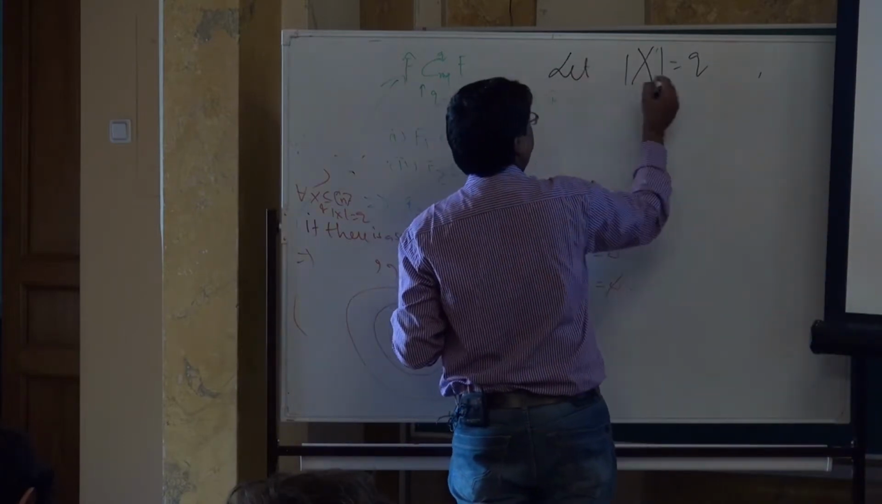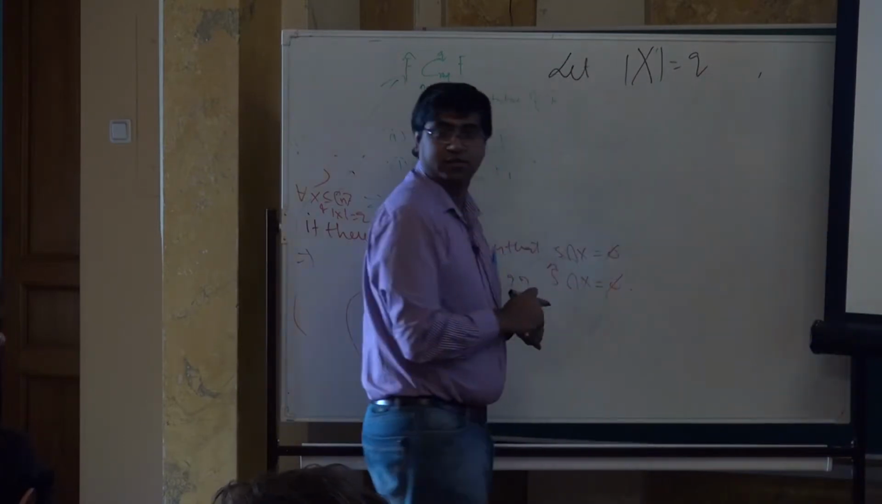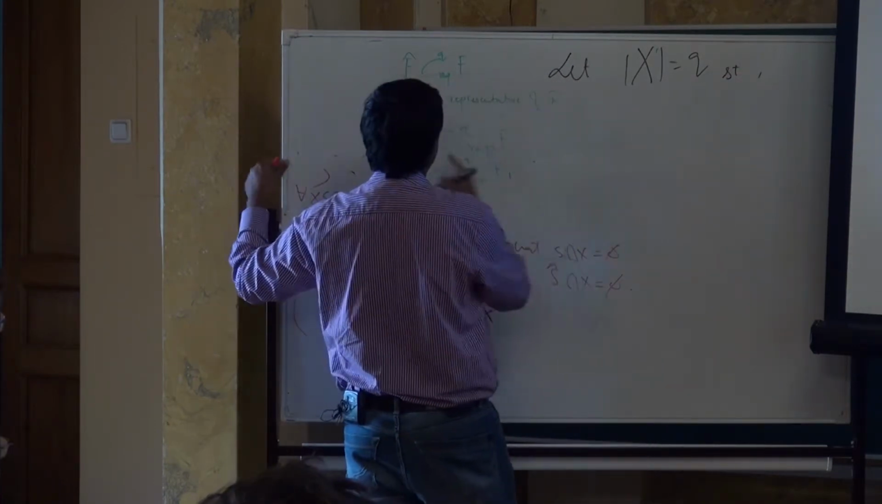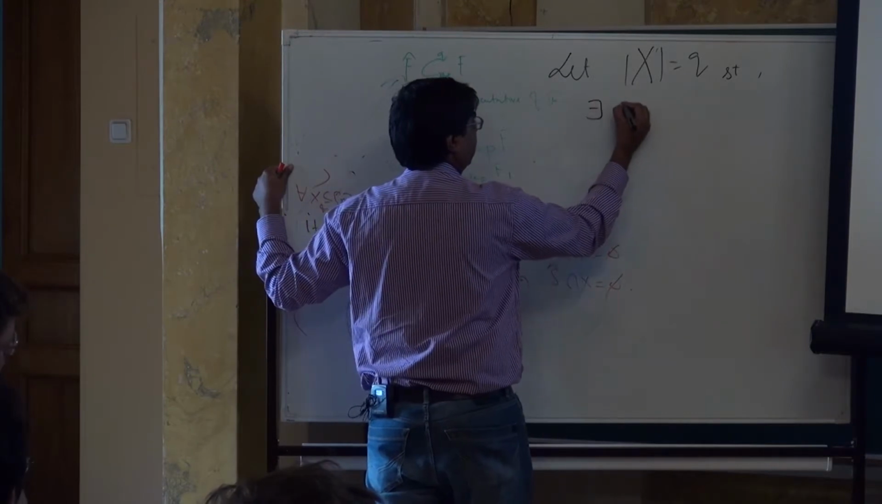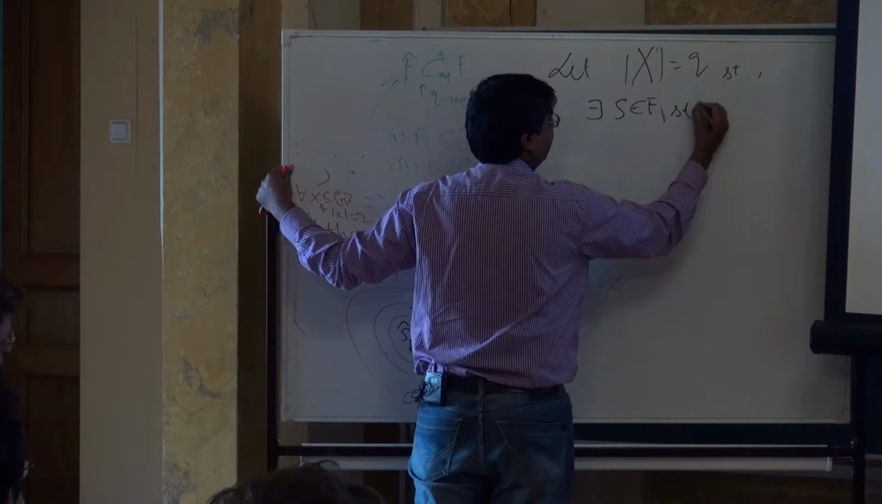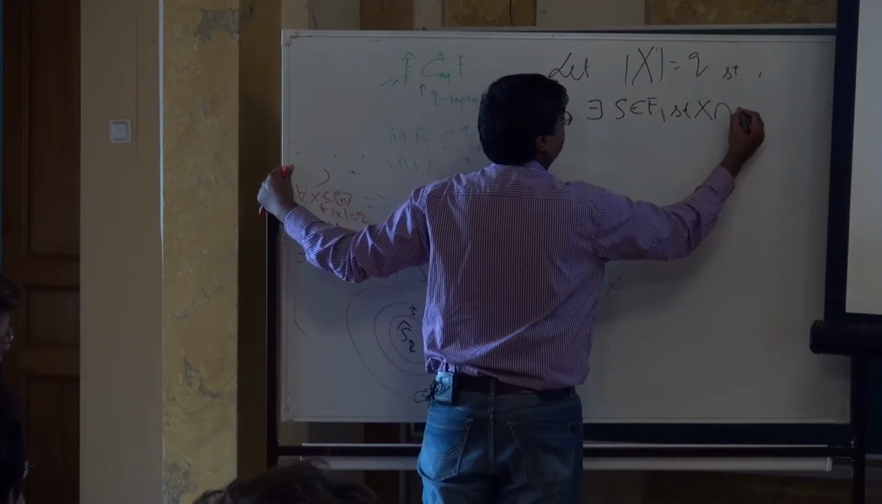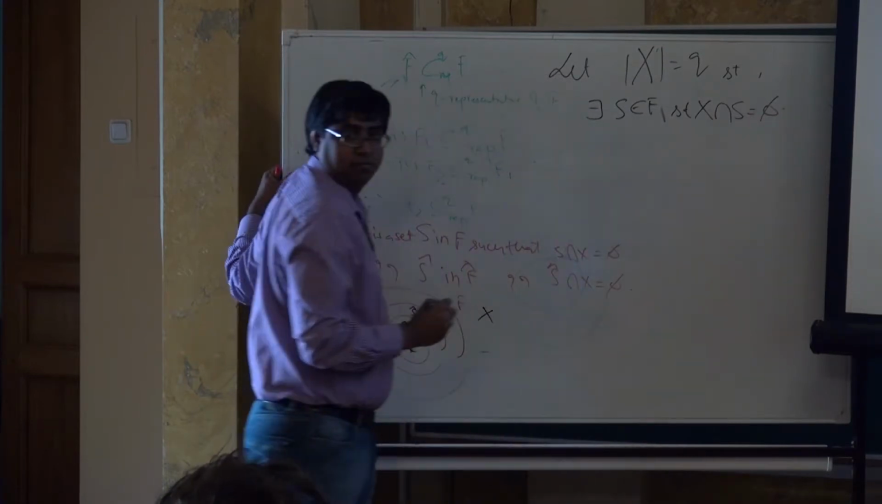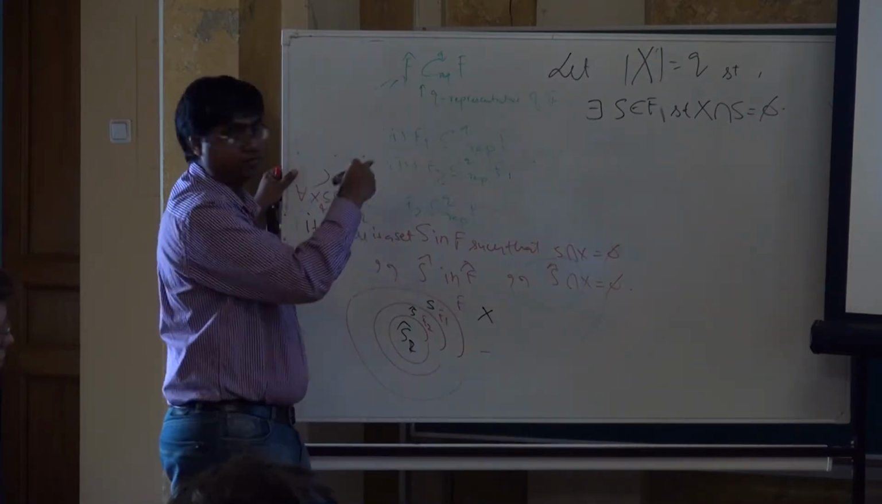Let X be of size K, such that what we know is there exists S in F1, sorry, S in F, such that X intersection S is the empty set. Agreed? This is what we are starting with.